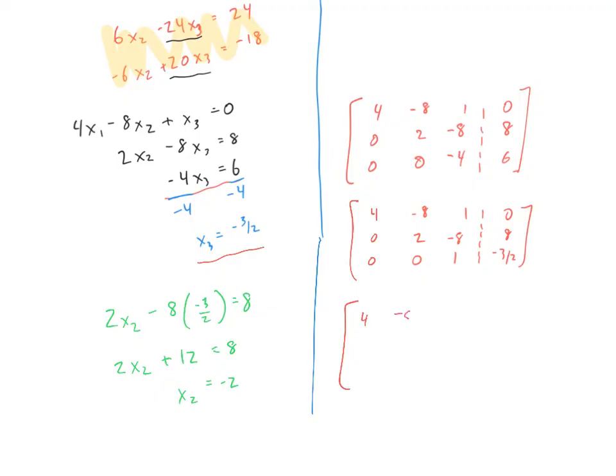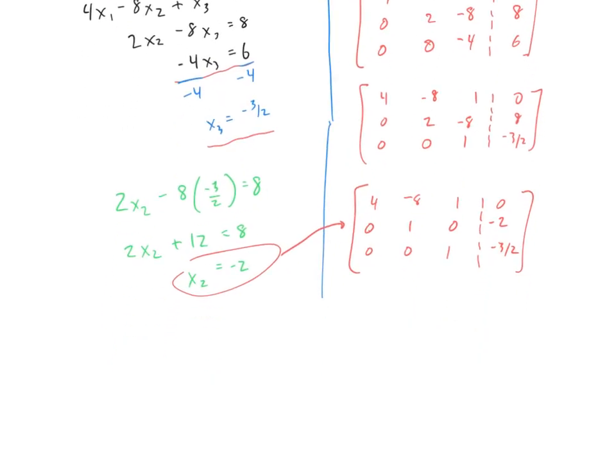Row 1 didn't change. 4, -8, 1, 0. Okay, I have a new row 2. All I have is x2 equals -2, and what that looks like, translated into the middle row, is no x1s, 1 x2, no x3s, equals negative 2. And then the bottom row, 0, 0, 1, negative 3 halves. Okay, and so what we see there is that when you've solved for a variable, we have zeros everywhere except for where that variable is. You have a coefficient of 1.